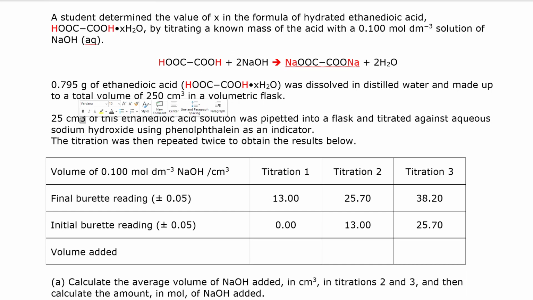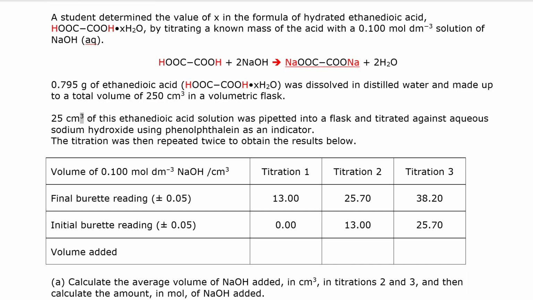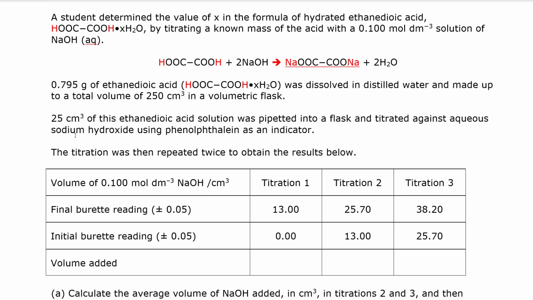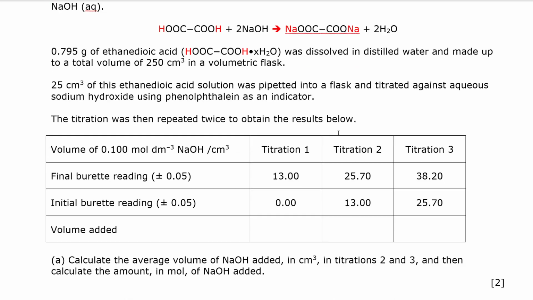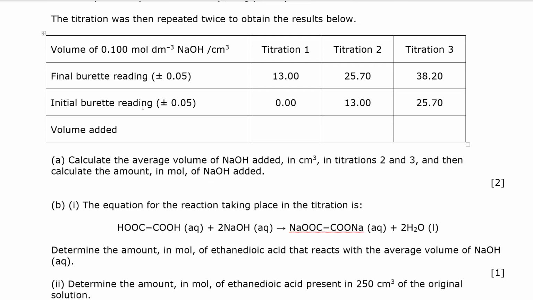So there's a titration carried out. We used 25 centimetres cubed of this solution, an unknown solution, remember, put into a flask and titrated against aqueous sodium hydroxide solution using phenolphthalein as the indicator. Now the sodium hydroxide concentration is here, look. That's the concentration of the sodium hydroxide solution, so I'm going to put that in brackets there just to help us out. Right, so let's have a look at the titration.